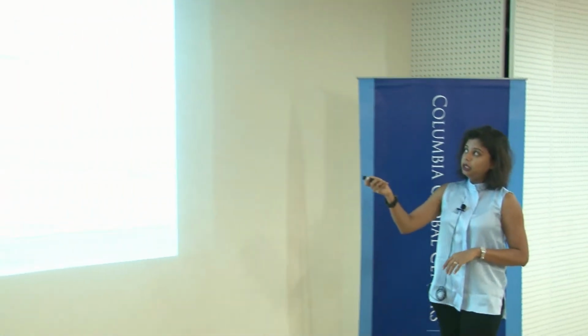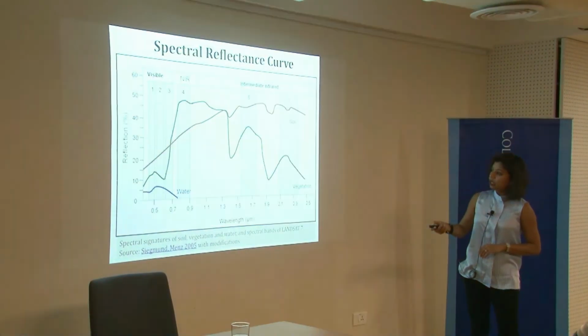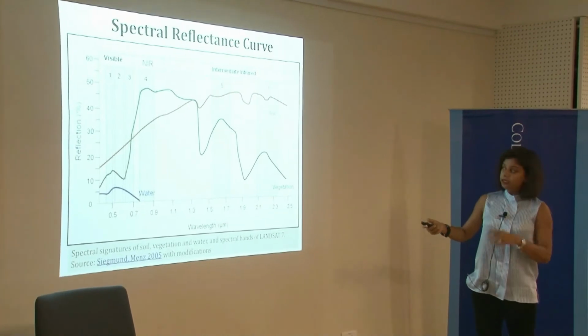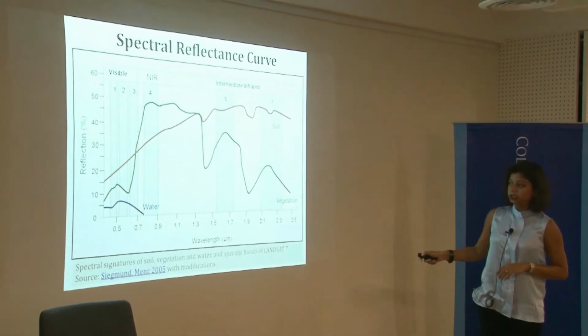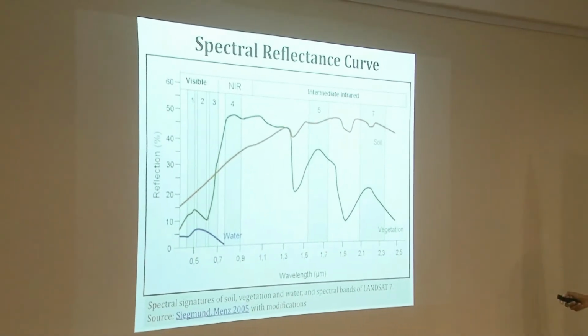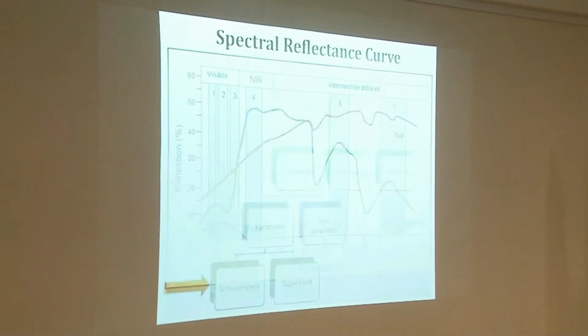So what you are seeing here is a spectral reflectance curve, which is basically how different surfaces reflect sunlight. This one is for soil, the red one, the green one is for vegetation, and the blue one is for water. As you can see, they're very distinct. So satellites can actually mark the differences and send back to me some data that I can work with.